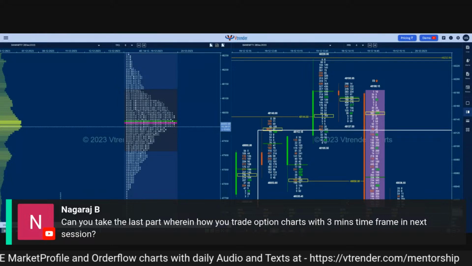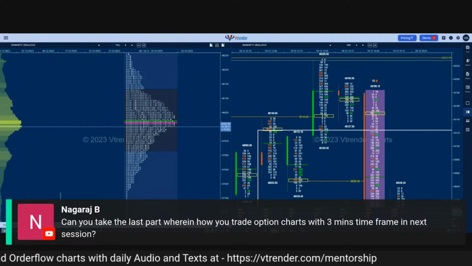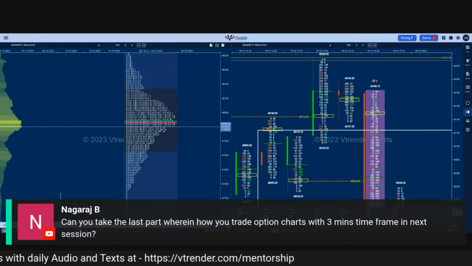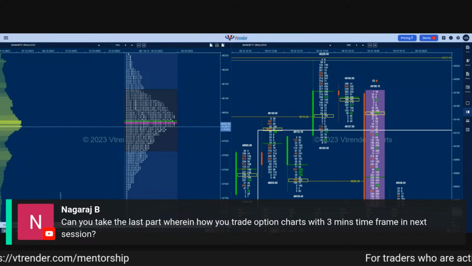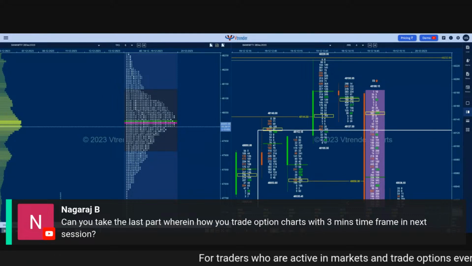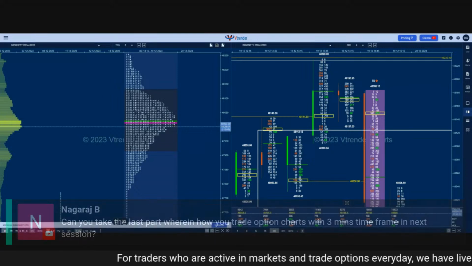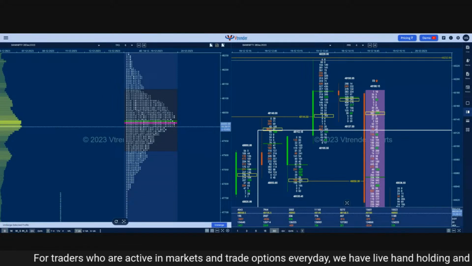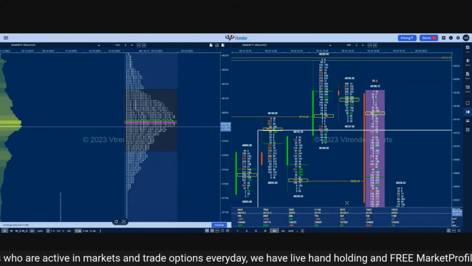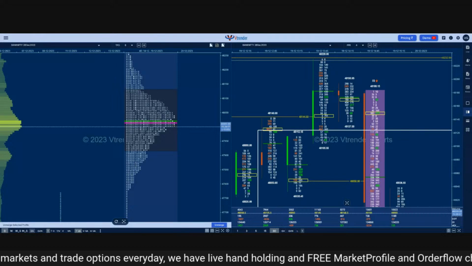Yes, as I already mentioned, in the Friday session we will take this up. In market profile as well as in order flow, we look at how the market is closed, whether it's closed in a balance or an imbalance. If it is closed in an imbalance, we can expect the next open to continue in that direction.